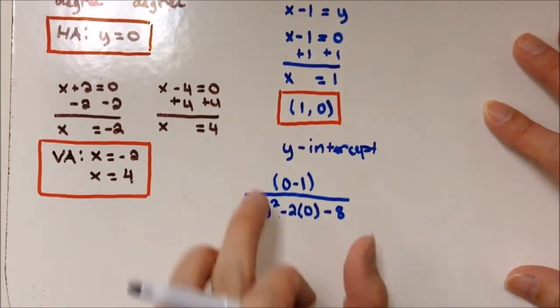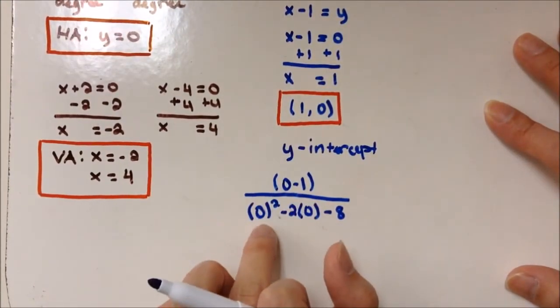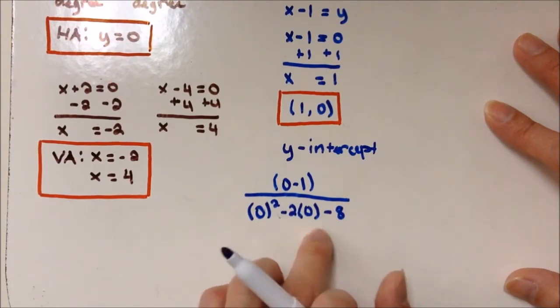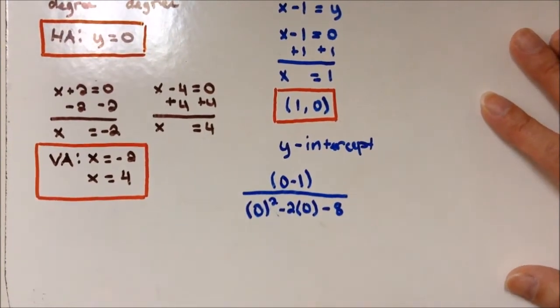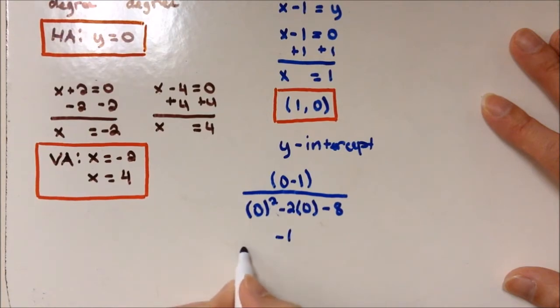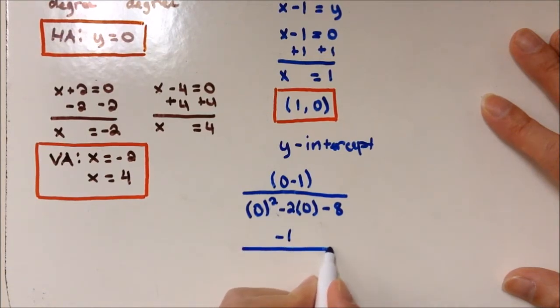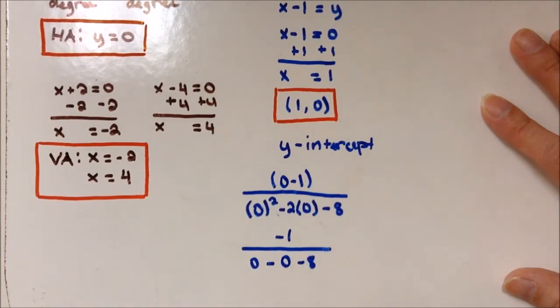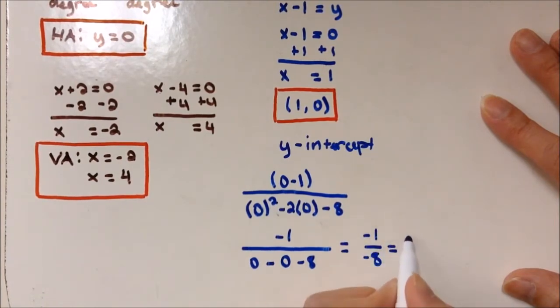Alright. So 0 minus 1, this was x squared, so it's now 0 squared. This was minus 2x, so now it's minus 2 times 0 and then minus 8. So working on the top, 0 minus 1 is negative 1. And then 0 squared is just 0. Minus 2 times 0 is just minus 0. And then minus 8. That becomes negative 1 over negative 8, which therefore becomes positive 1 over 8.